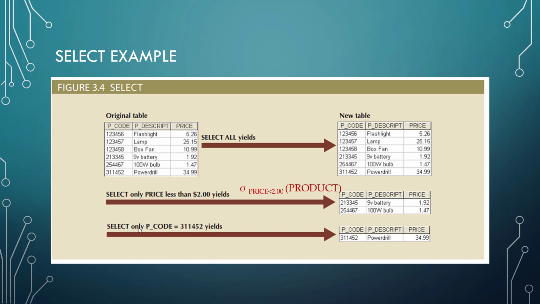Next, we're going to select only those rows with a P code equal to 311452. So it's just looking through, and obviously that's only this one record here. And we would write that as sigma. The predicate is P code is equal to 311452. And then product then is our relation that we're working the operation on.